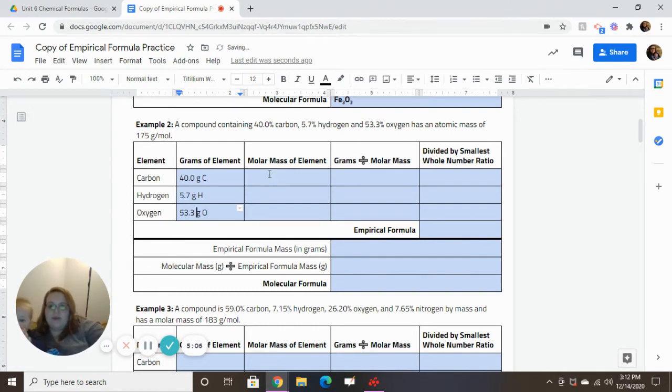I'm going to write down the molar mass of the element as found in the periodic table. So carbon is 12.011 grams. Hydrogen is 1.008 grams.